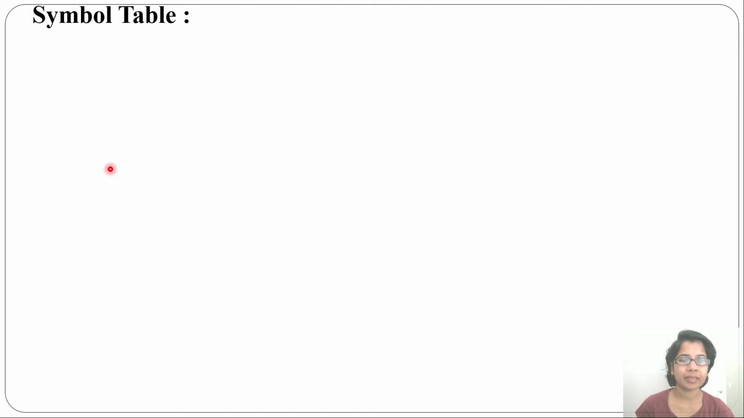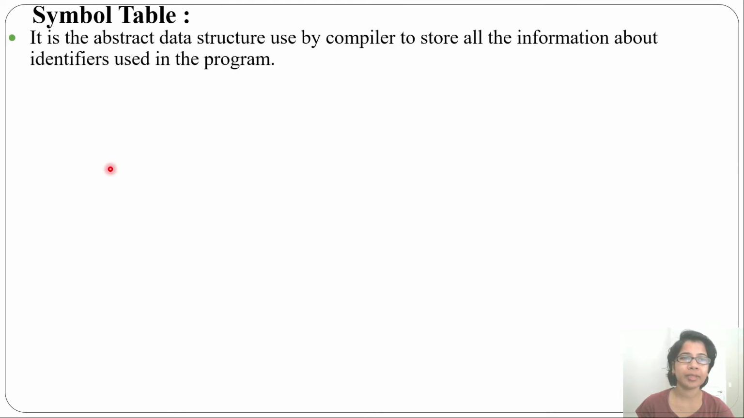Hi, let's discuss symbol table. You can say symbol table is an abstract data structure used by compiler to store information about identifiers used in the program. In a program, there are lots of identifiers. That information we can store in the symbol table.